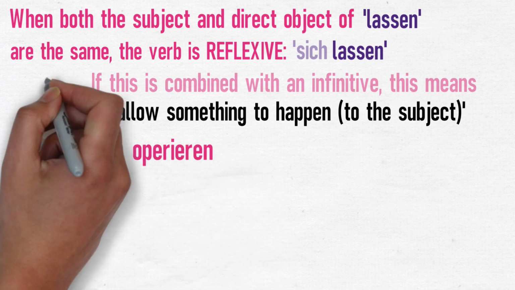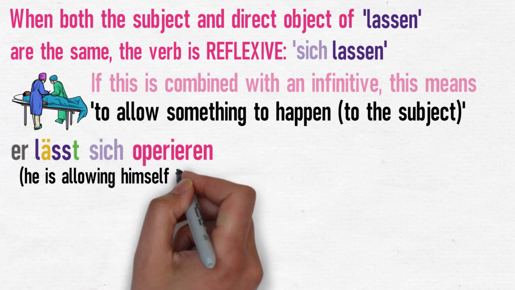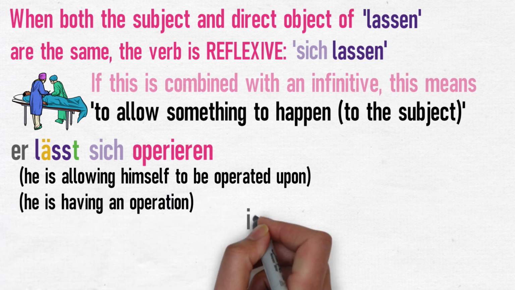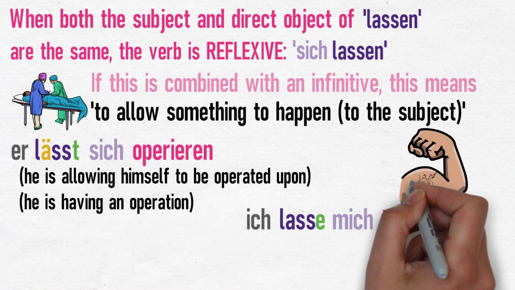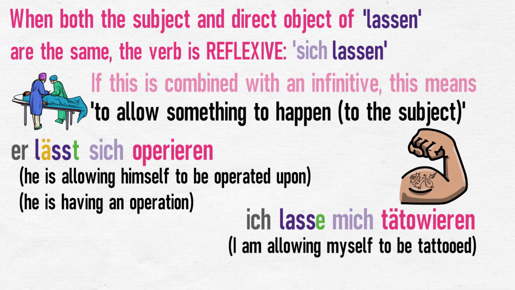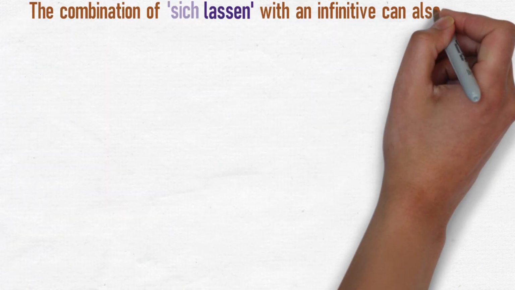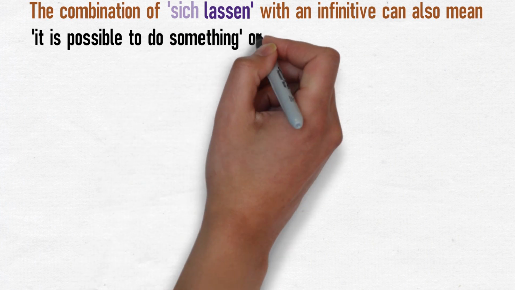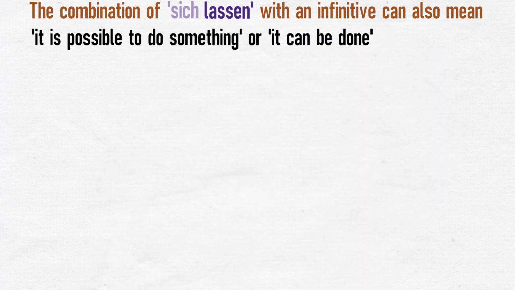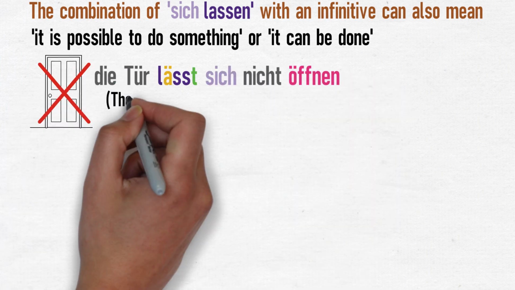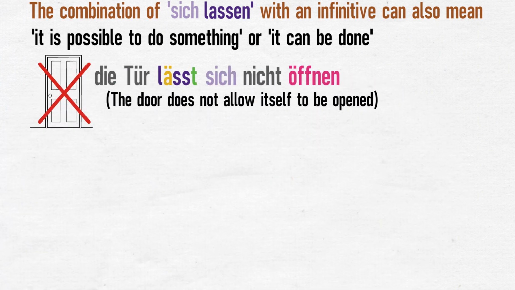Lässt sich operieren. He is allowing himself to be operated upon, as in, he is having an operation. Ich lasse mich tätowieren. I am allowing myself to be tattooed, as in, I'm getting a tattoo. The combination of sich lassen, used with an infinitive, can also mean it is possible to do something, or it can be done. For example, die Tür lässt sich nicht öffnen. The door does not allow itself to be opened, or the door can't be opened.